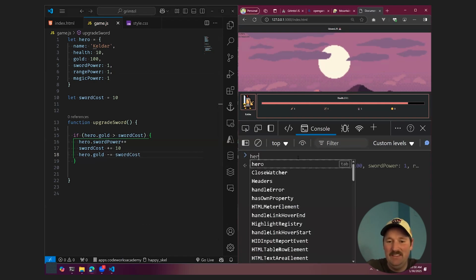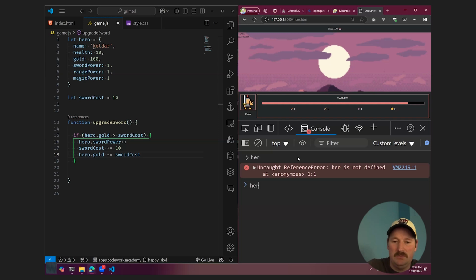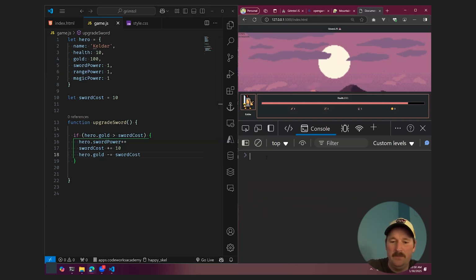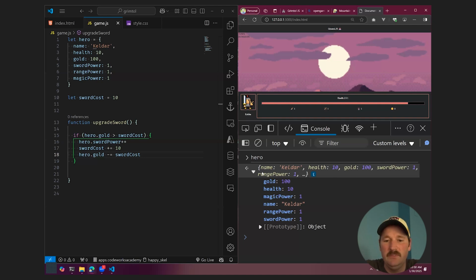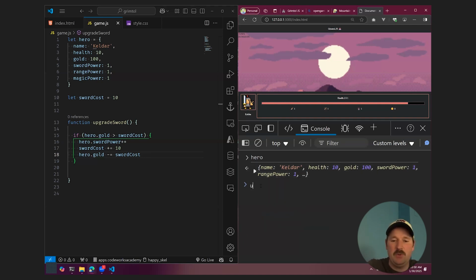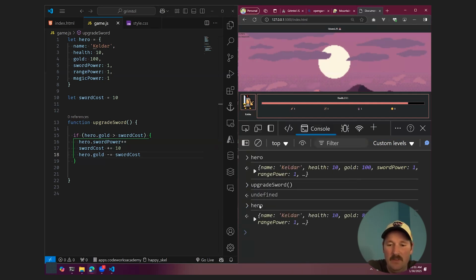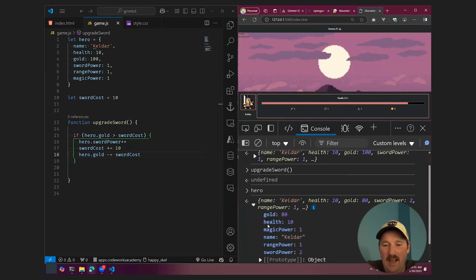Let's look at our hero. Oops. So we look at our hero. My hero currently has 100 gold, right? Let's upgrade the sword. And now let's look at our hero. I have 80 gold. What? Why do I have 80 gold? Wasn't the sword cost only supposed to be 10 to start?